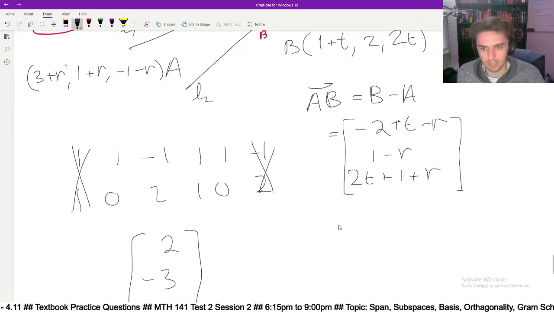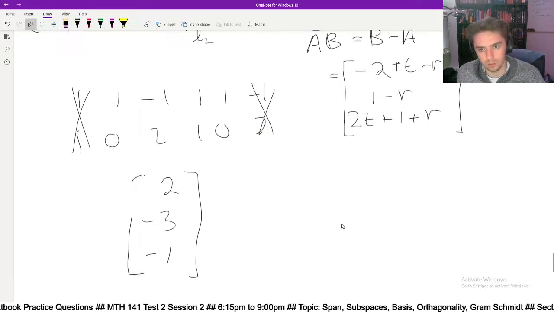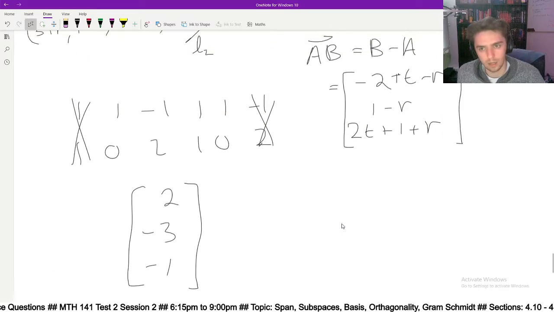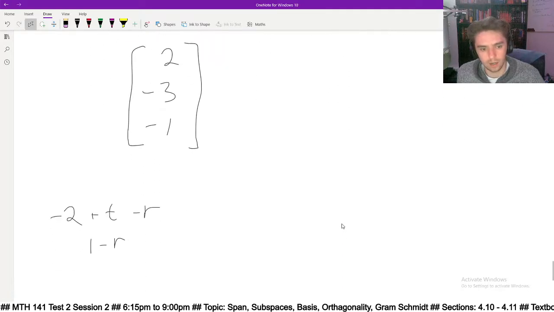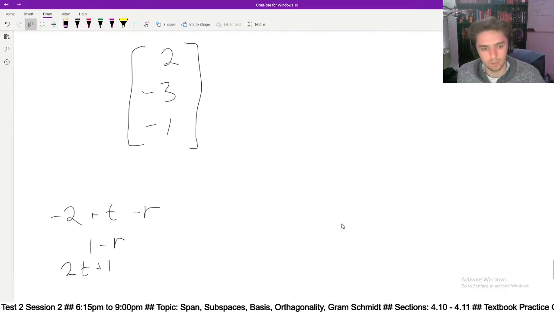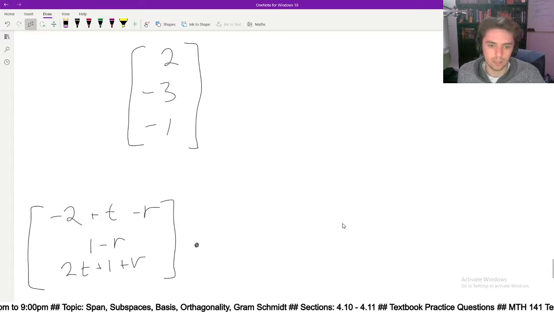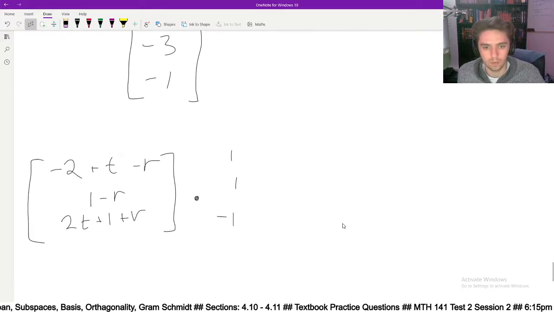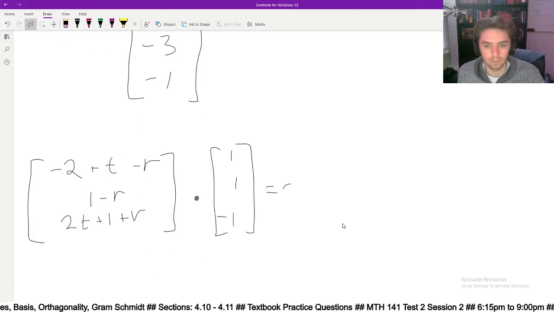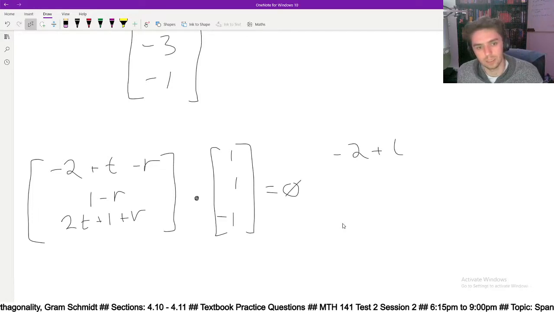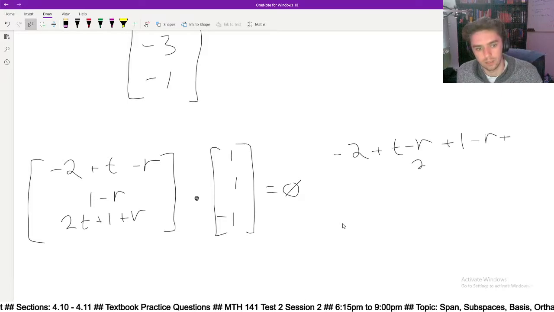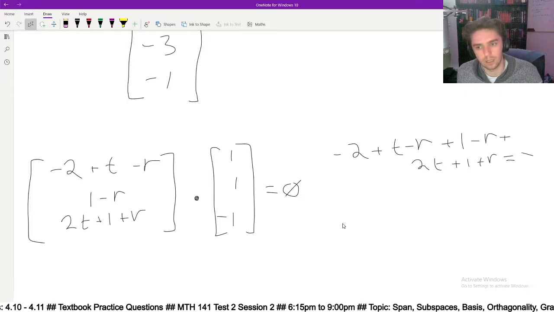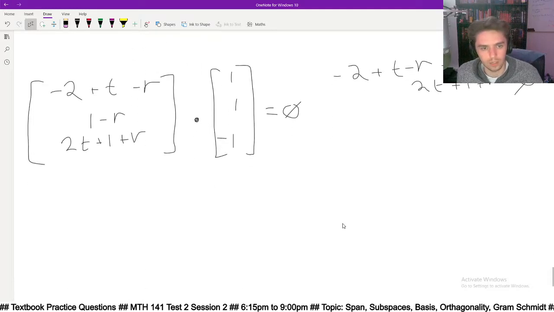So I take AB, and I'm going to write it down here: minus 2 plus t minus r, 1 minus r, 2t plus 1 plus r. And I know that when I dot this with the first direction vector, which was 1, 1, minus 1, I'm going to get 0. In other words, minus 2 plus t minus r plus 1 minus r minus 2t minus 1 minus r equals 0. Okay, one equation. Let's do the other one.